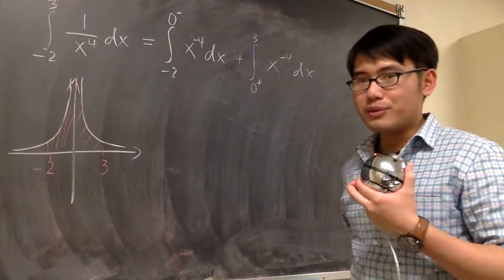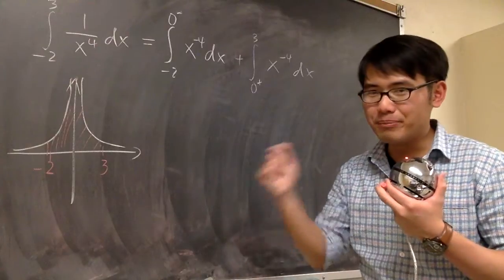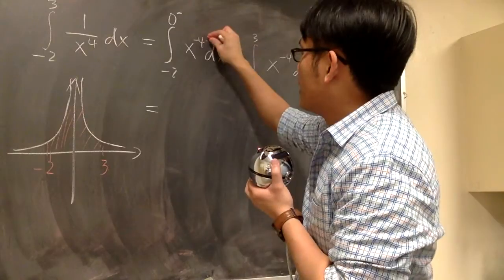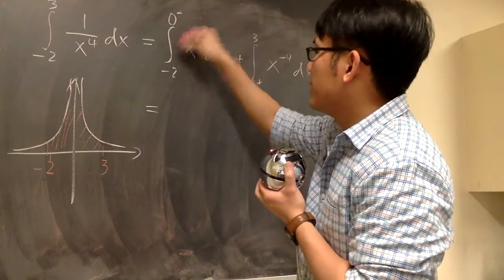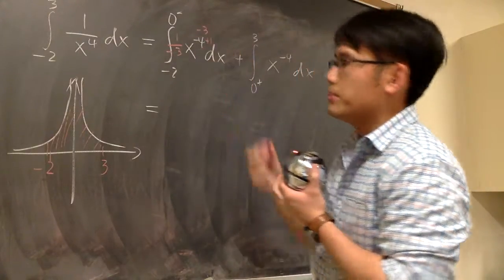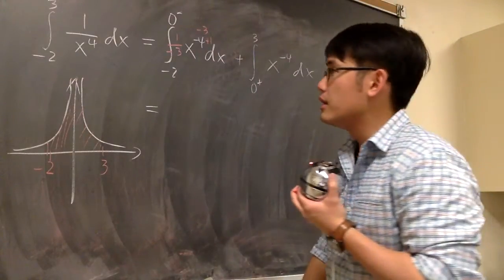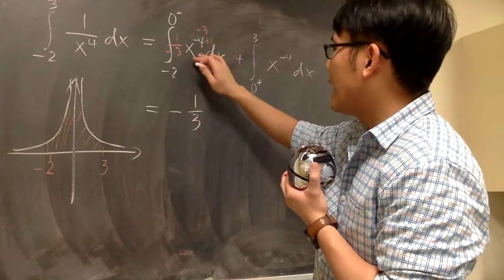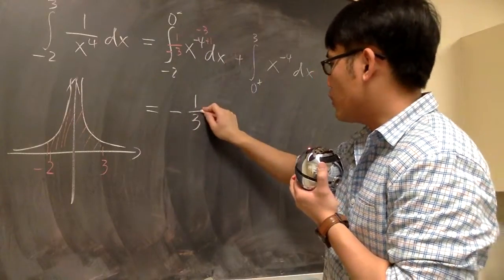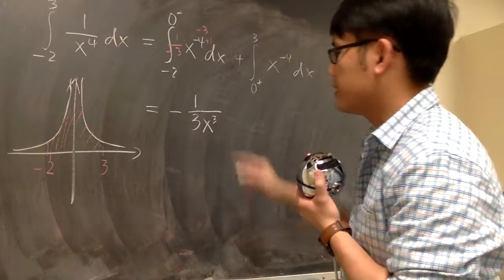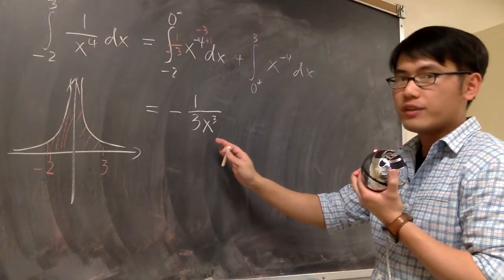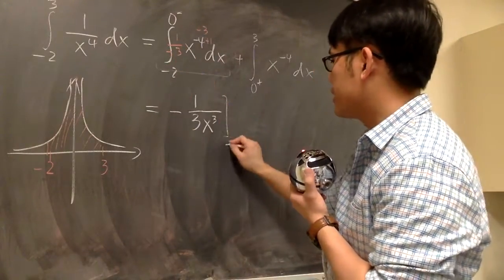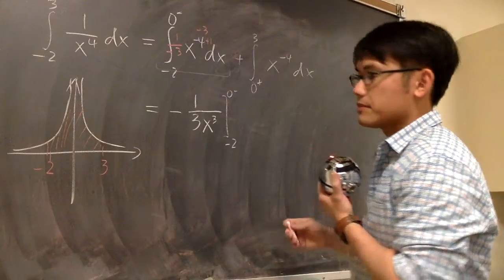And now we can just do usual business, do the integrations, and believe in your limits. All right, here. So how do we do the integral right here? Add 1, which will get -3, and divided by -3, which is the same as multiplied by 1 over -3. So the antiderivative for this part is -1 over 3, and then we have x to the -3 power, so I might as well just put down that on the denominator. So that's what we have for the antiderivative. For this integral, I will have to go from -2 to 0 minus. That's the idea.